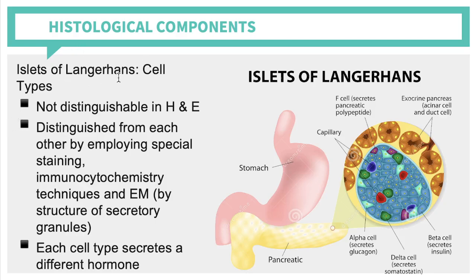So again, islets of Langerhans cell types are not distinguishable in H&E, because you can identify the different islet cells. You have your alpha cells, which will secrete glucagon. You have your delta cells, which secrete somatostatin. You have your beta cells, which secrete now your insulin. But again, you cannot appreciate that. You need a special type of staining method.